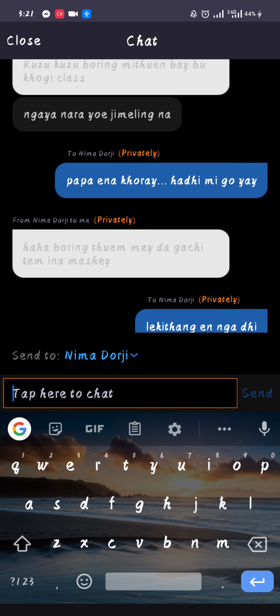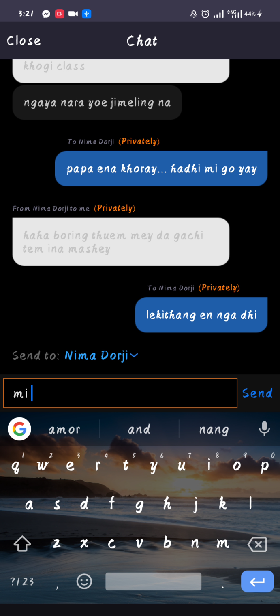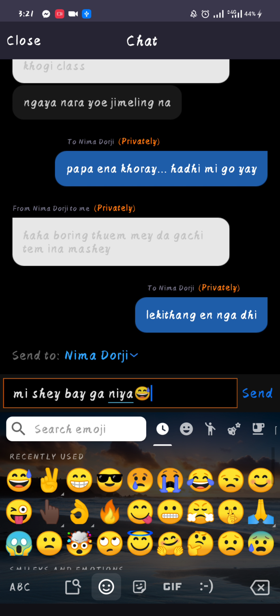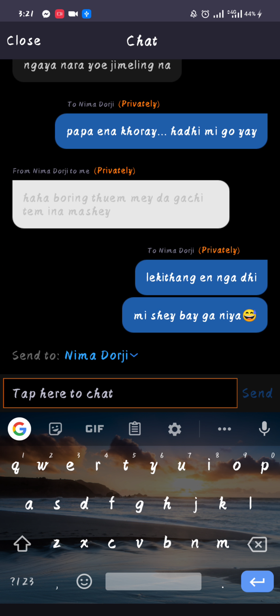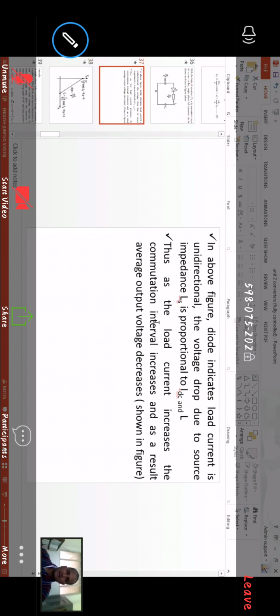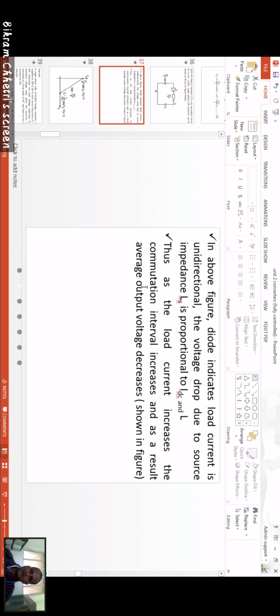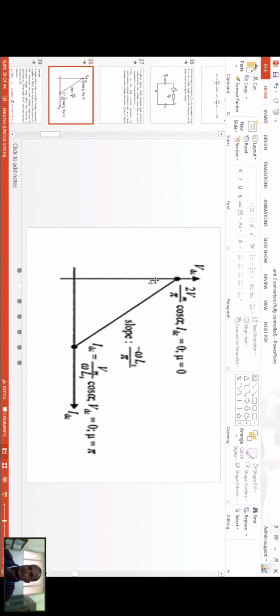So for the output voltage, if you see, this is the slope. When this is increasing, the average load voltage is decreasing. If the current keeps on increasing, suppose this is the current, you draw the slope in this way. This clearly shows that as load current increases, the commutation interval increases, and as a result the average output voltage will keep on decreasing.